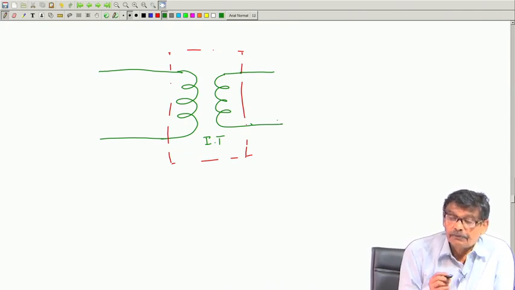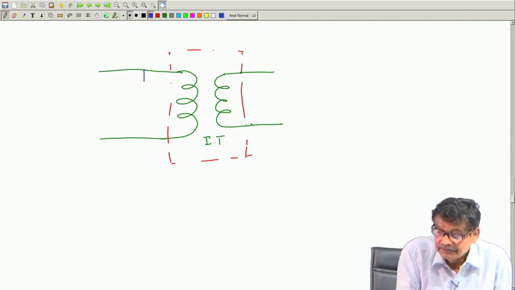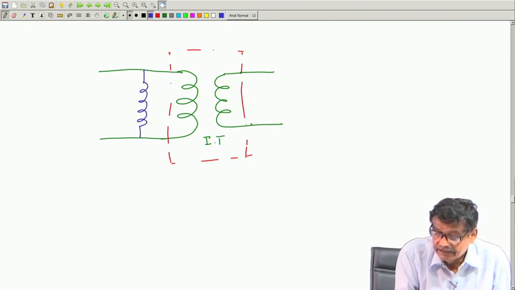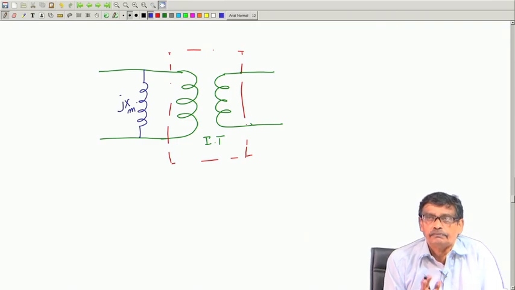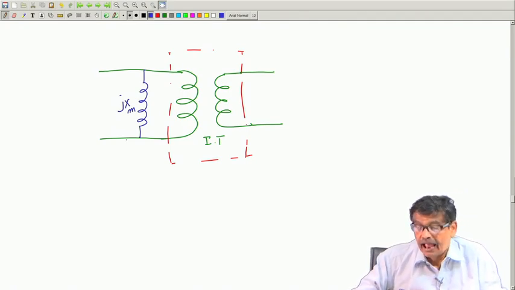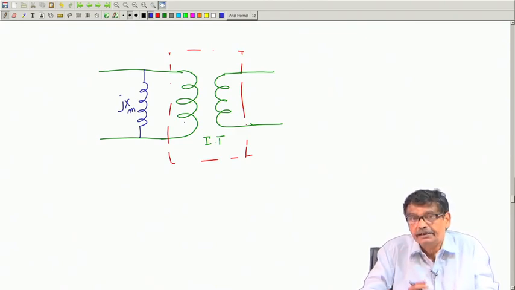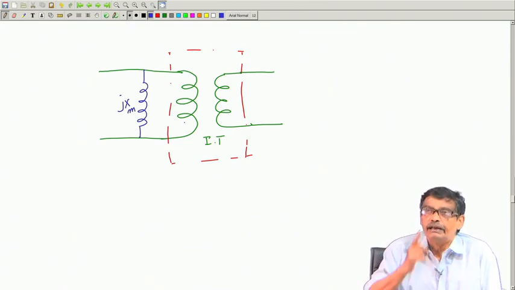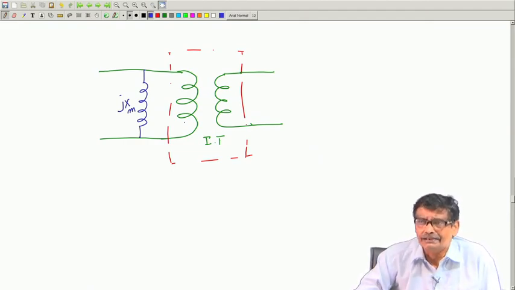This is an ideal transformer, and across it I will connect a reactance jXm, a fixed reactance. Mind you, this is not the primary coil. This is a reactance added to an ideal transformer, and I am saying it will correctly represent a practical transformer which has only a finite magnetizing current. Still, it does not have any resistance, leakage flux, or core loss.